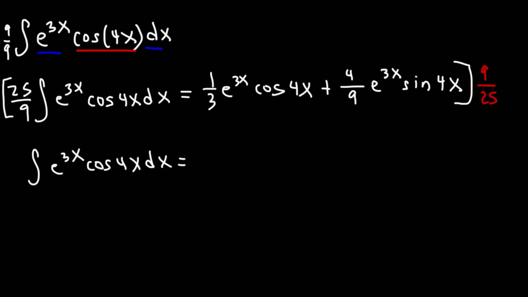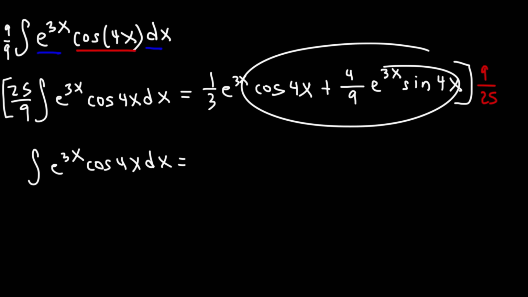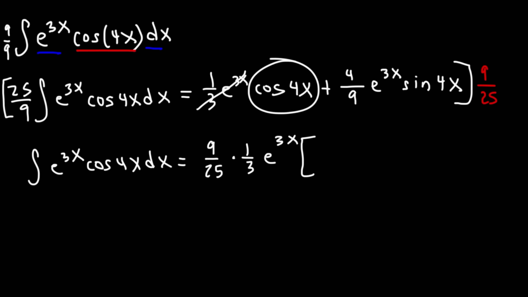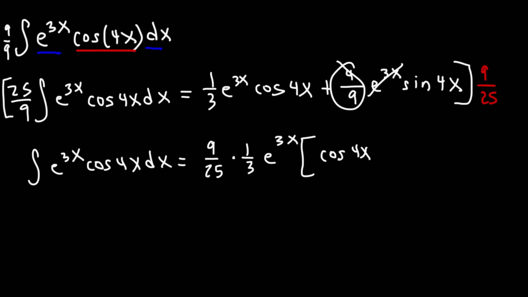And what I'm going to do, I want to keep this in factored form. So we have 9 over 25. From 1/3 and 4 over 9, we can factor out a 1/3. And we can also factor out e to the 3x. So here we took out e to the 3x. We're left with just cosine 4x. Here we took out e to the 3x, and we took out 1/3 from 4 over 9. So we're going to have 4/3 left over times sine 4x.